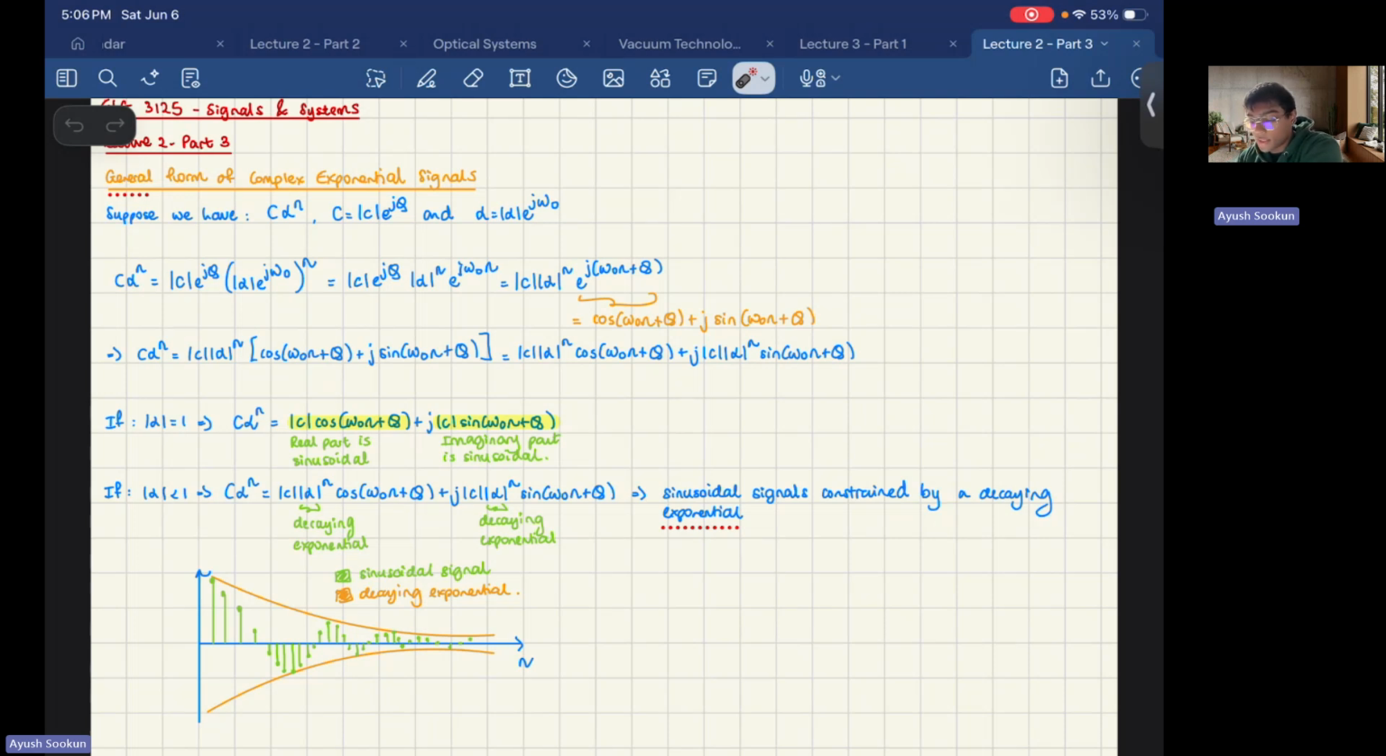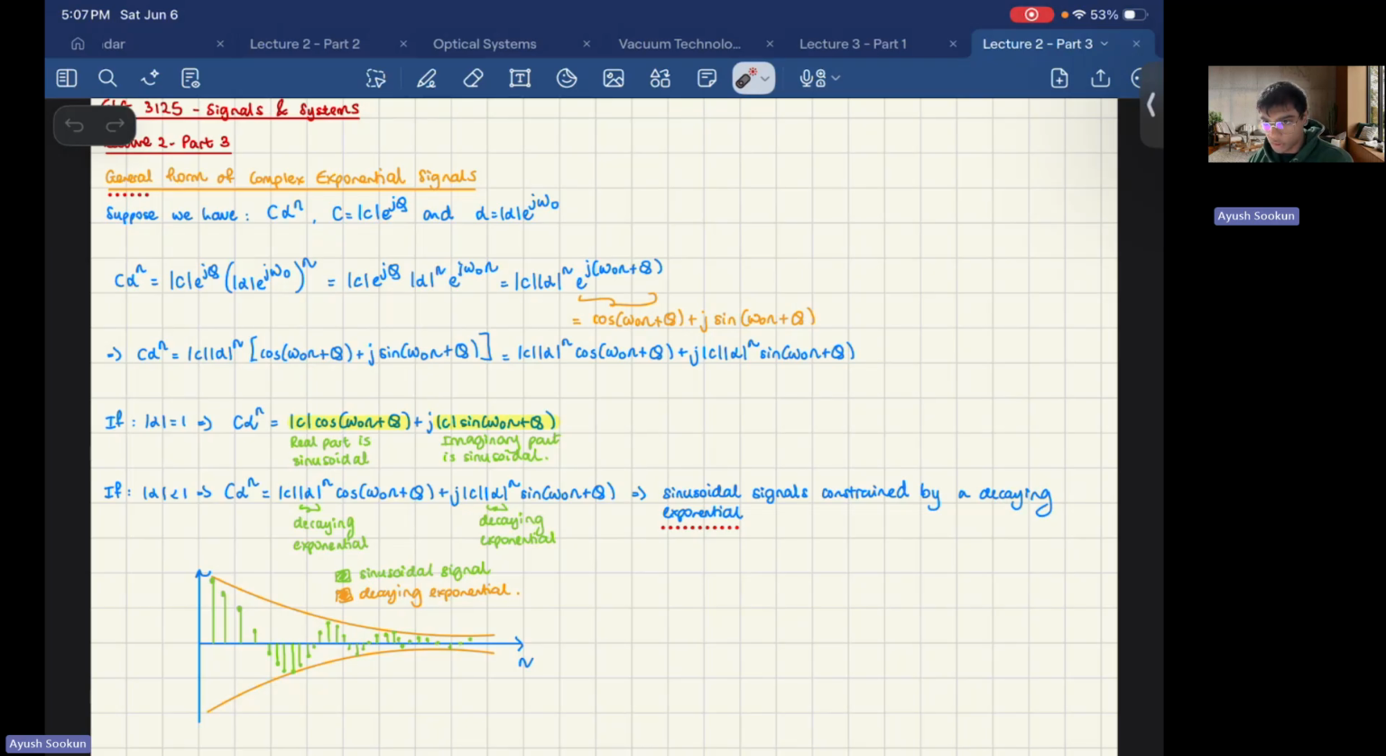But now you have different cases you can consider. You can consider that your alpha is equal to 1. What happens when your alpha is equal to 1? Well, 1 to the n is still 1, so that doesn't change. So then you're going to have a cosine plus a j sine. And the amplitude is just going to be the magnitude of c in this case. So you don't have that exponential dependence of your amplitude, okay?